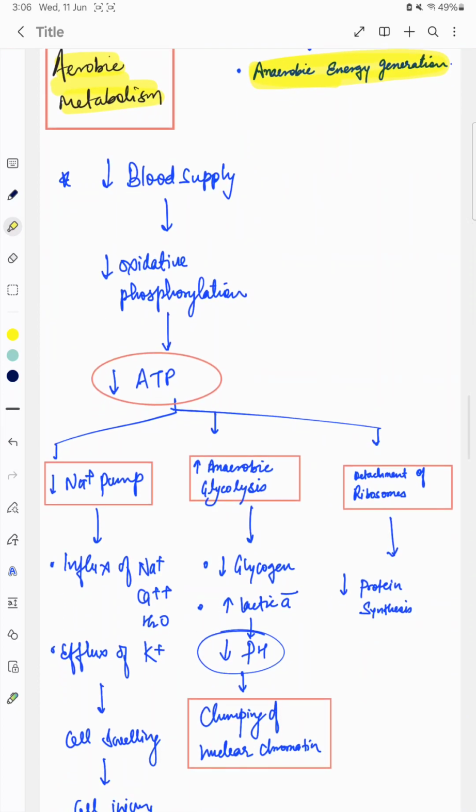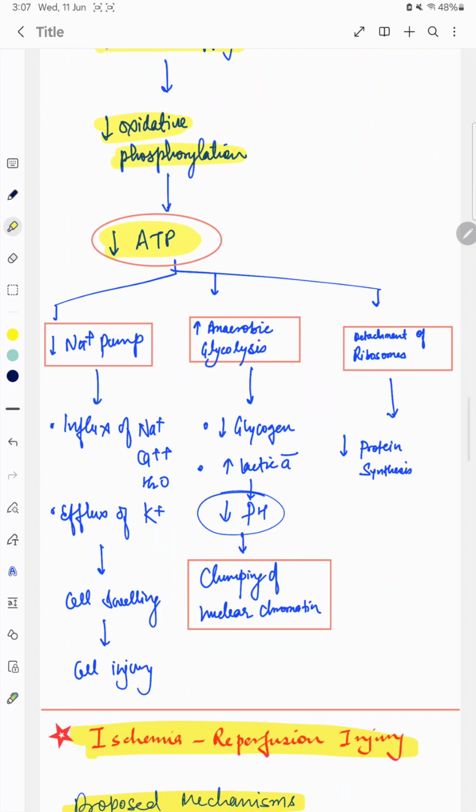So what is the mechanism behind the injury in hypoxia and cell injury? Hypoxia and ischemia, whenever decreased blood supply is there, this will result in decreased oxidative phosphorylation and ultimately decreased ATP production. ATP is essential for the functioning of the sodium pump, which normally transports sodium outside the cell and potassium inside the cell.